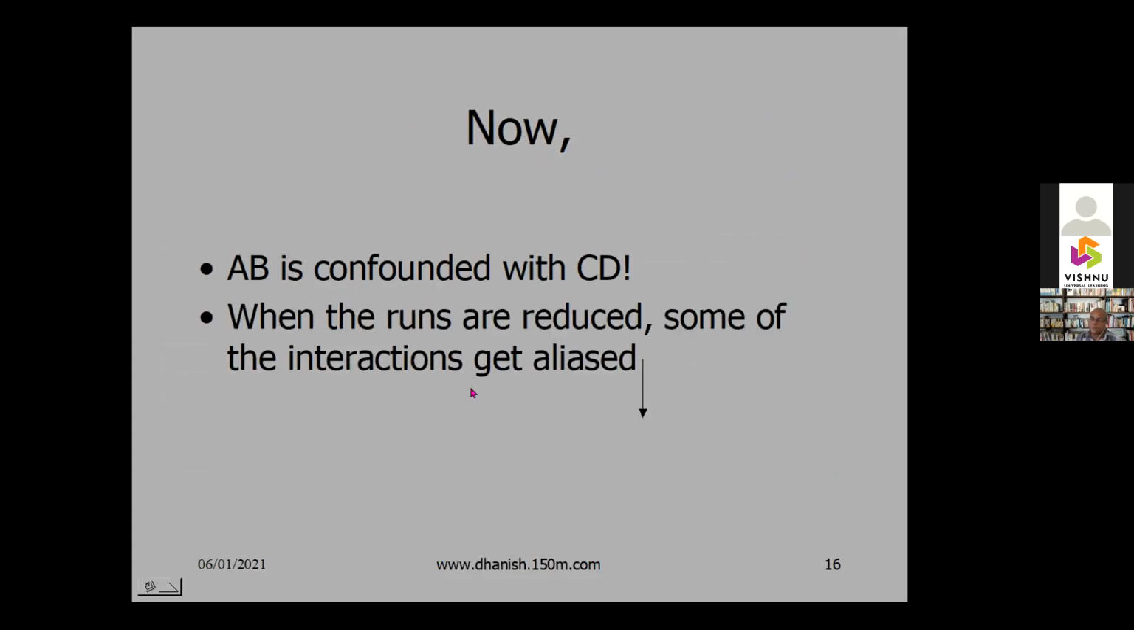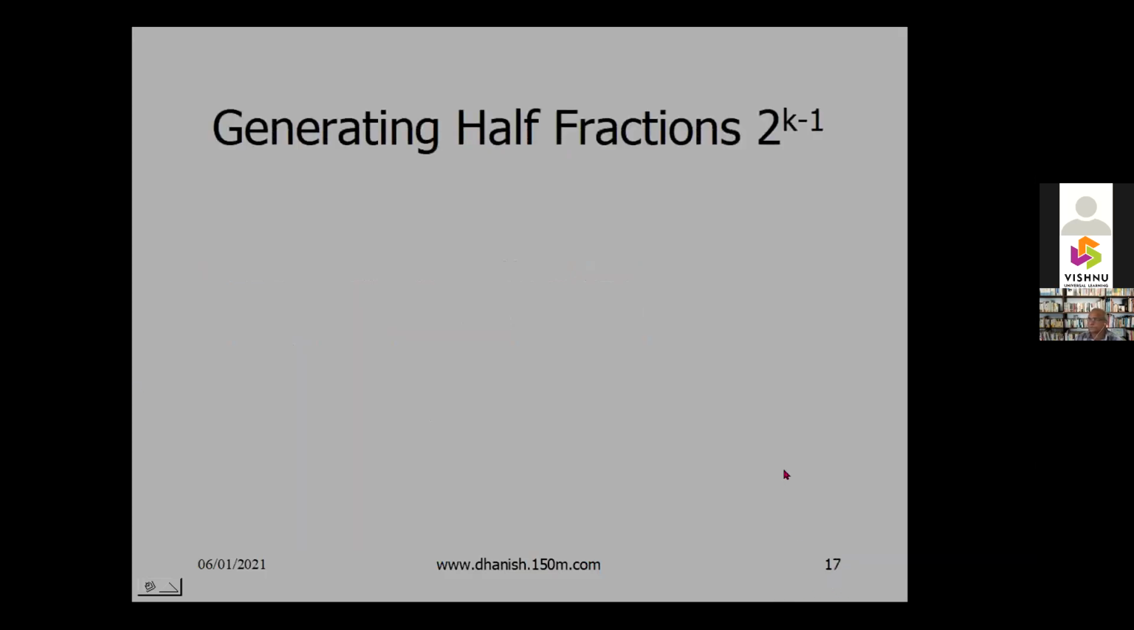So when you reduce the runs, some of the interactions get aliased. So when you reduce the runs arbitrarily, this is the problem. So we have to be careful which are the runs and what are the interactions getting aliased. We have to be very careful. So that's why statisticians have developed a method to generate half fractions.